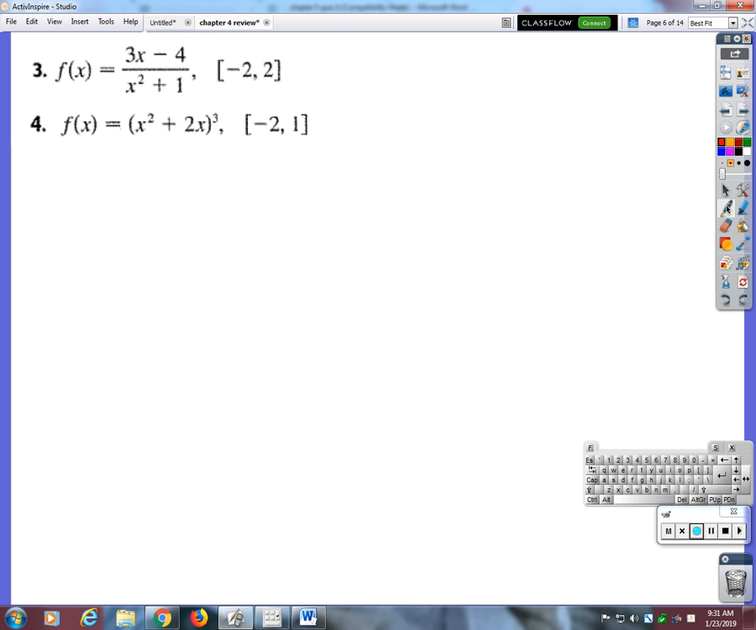Do with you. All right, number 3. Take the derivative, set it equal to 0. Okay. Oh, I thought you said number 3. I thought somebody said number 3. You need number 3. Okay.